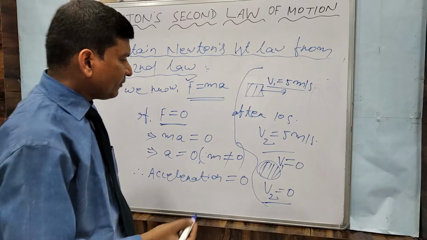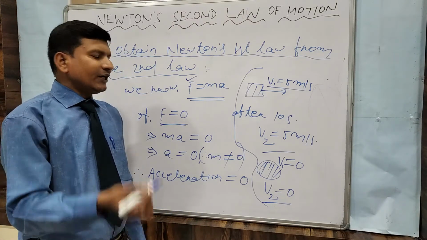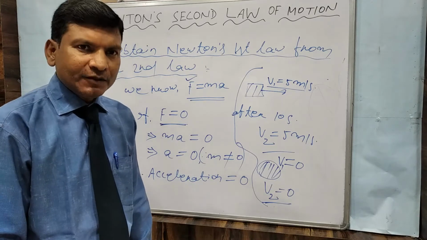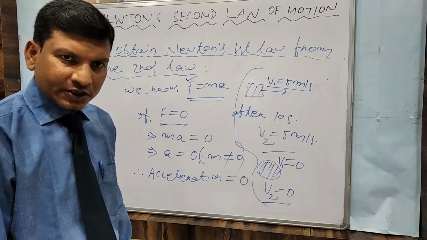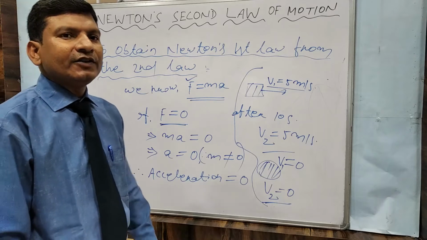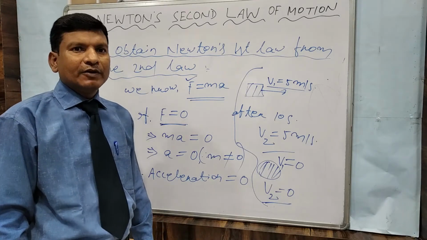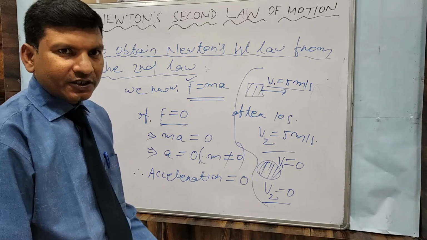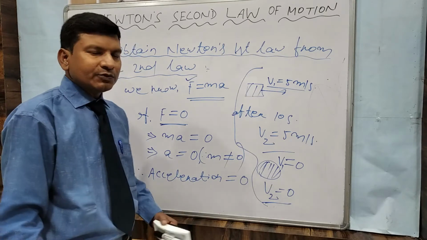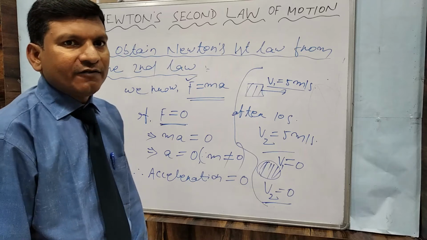What is Newton's first law of motion? What it says? It says that if a body is at rest, it will remain in the same state of rest, and if the body is in motion, it keeps moving with the same velocity in the same direction, which means that the acceleration of the body is 0. So this is the statement for the first law. Therefore, in this way we can derive the first law from the second law of motion.